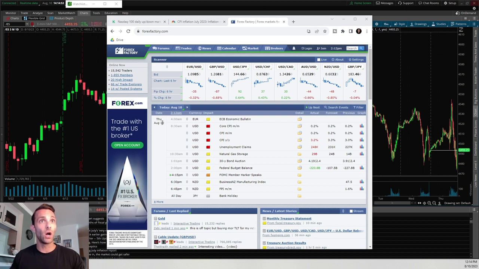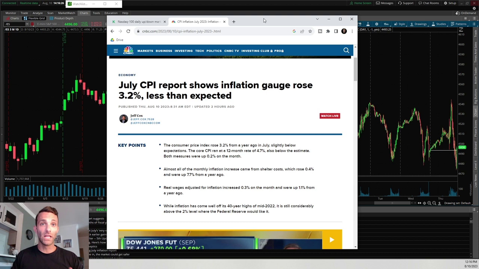So today is August 10th. It's Thursday. And you can see right here the core CPI month over month, the CPI month over month, and the CPI year over year, just basically meaning the inflation reports. And the reason they're in red is because it was a major announcement. And the July CPI report showed that inflation rose 3.2%, which was actually less than expected. So the consumer price index, or that CPI, rose 3.2% from a year ago in July, slightly below expectations.